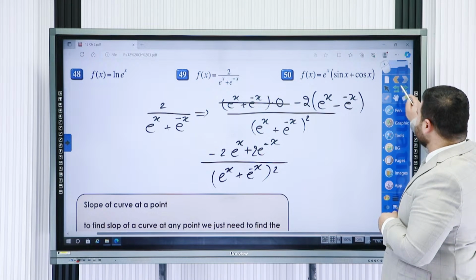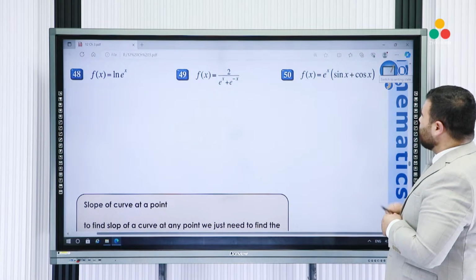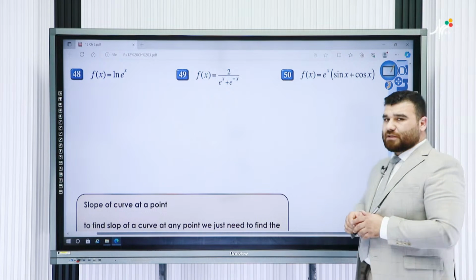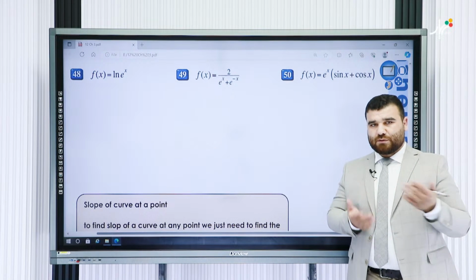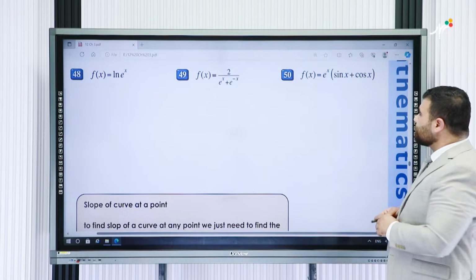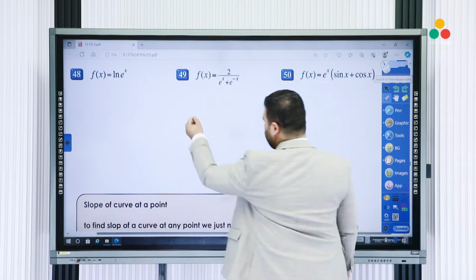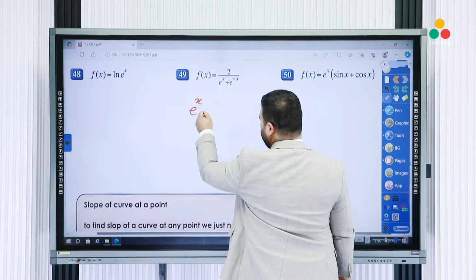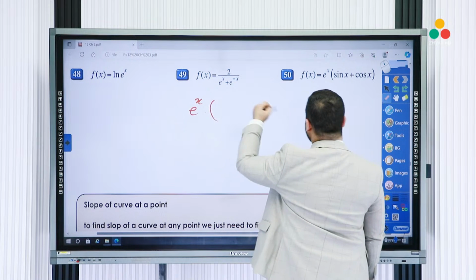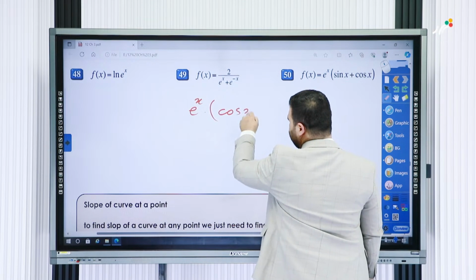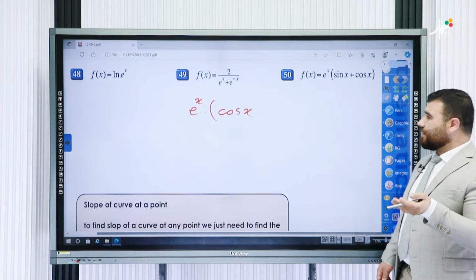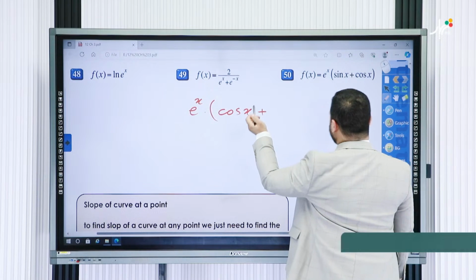Question 50. f(x) is equal to e^x times sine x plus cosine x. It's obviously multiplication between two functions. One of them is exponential, one of them is trigonometric. To find the derivative, we just go with the product rule. First times derivative of second. Derivative of sine is cosine. It's plus between them, then it's obvious.